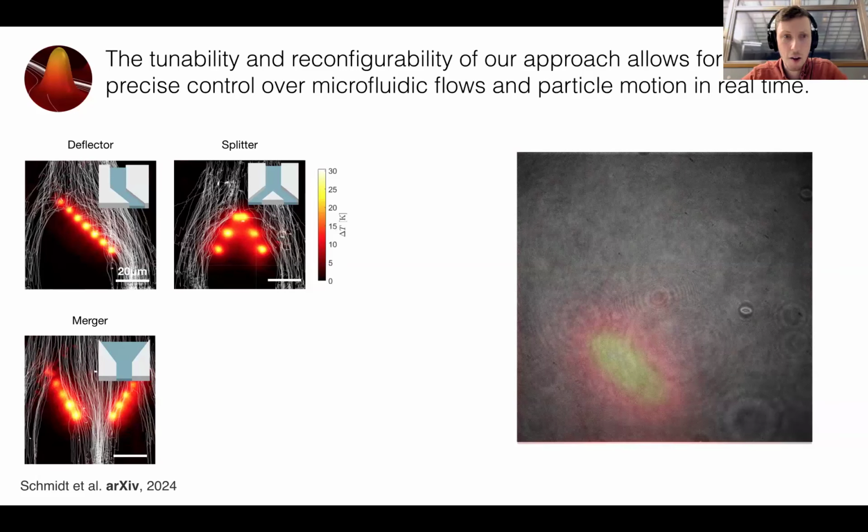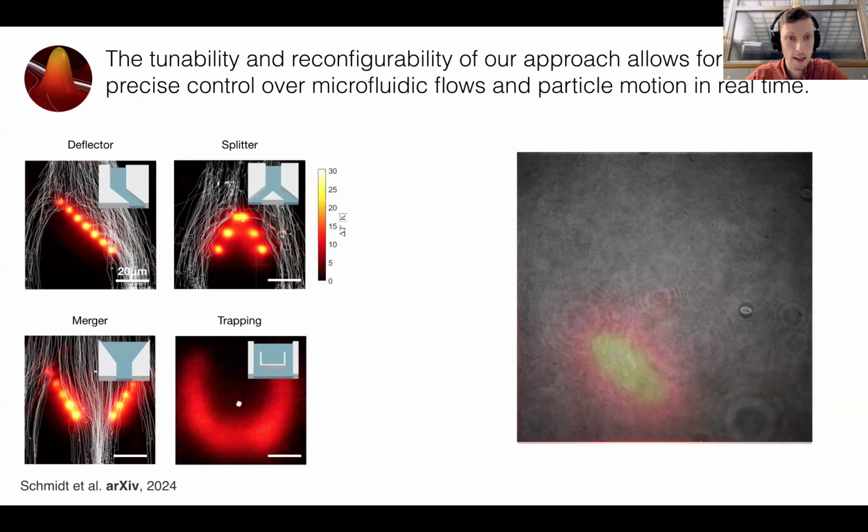Now you can do all kinds of other things. For instance, the splitters, kind of like this Y channel, which is very common. So you split the particle flow in two. You can have a channel that becomes much narrower. We call this a merger, because you converge all the flows into one single one.